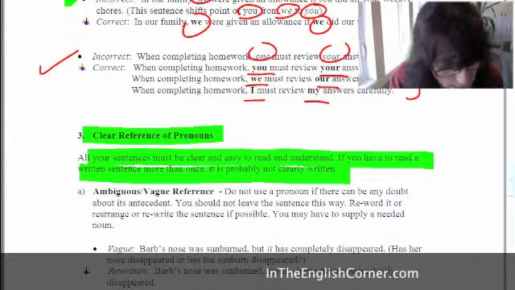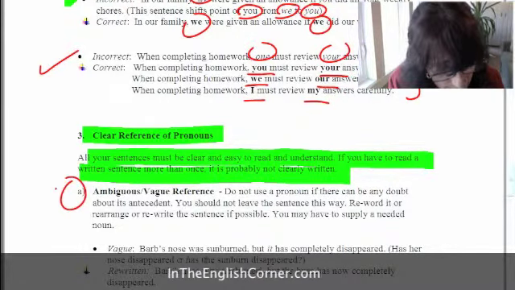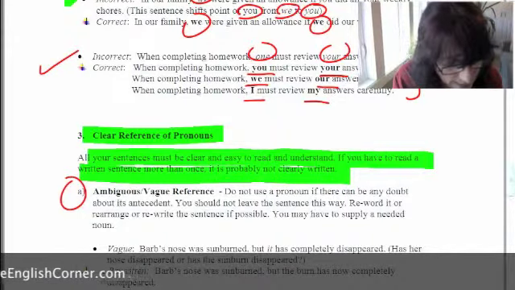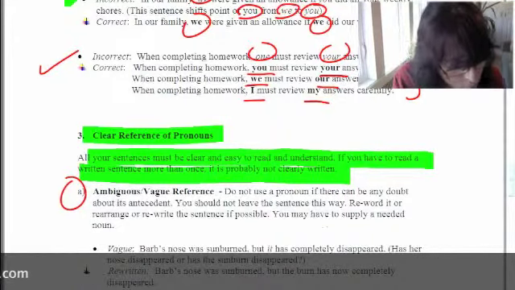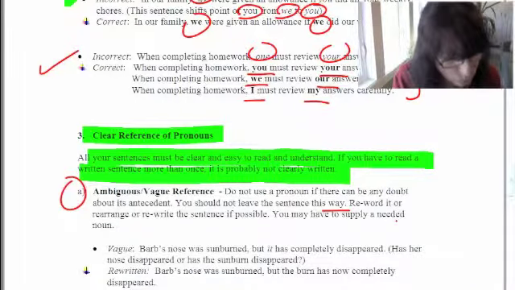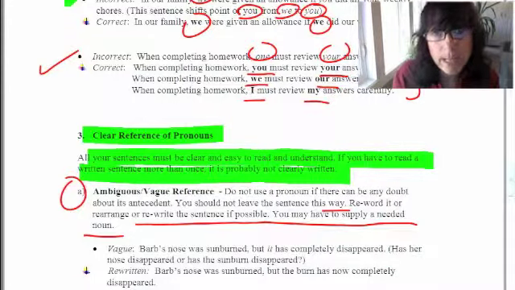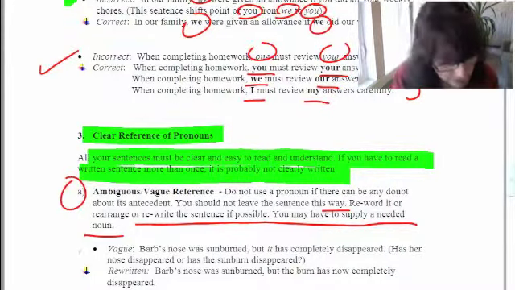So the first pointer is ambiguous or vague references. Don't use a pronoun if there can be any doubt about its antecedent. You shouldn't leave the sentence this way. So reword it, rework it, rearrange or rewrite the sentence if possible. And sometimes you may have to add another noun and take out that pronoun to make it clear.